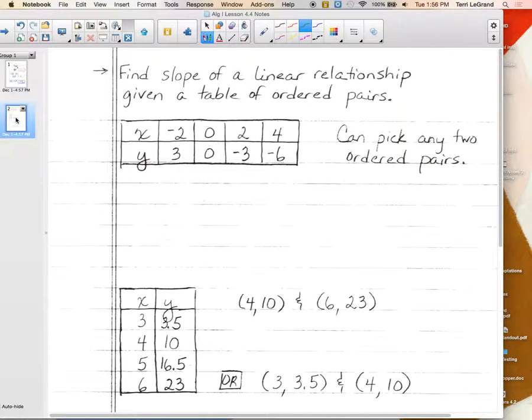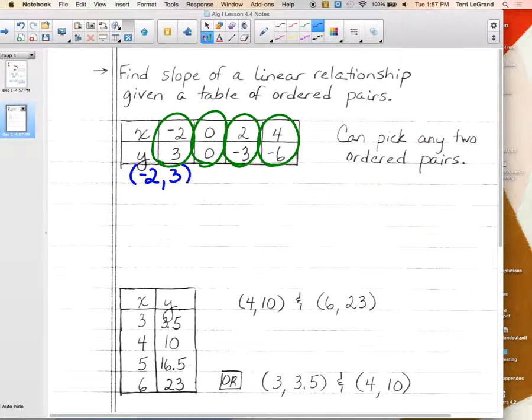Okay, let's move on to the back side, where we have find slope of a linear relationship given a table of ordered pairs. Well, they've given us 4 ordered pairs here. We have negative 2, 3; 0, 0; 2, negative 3; 4, negative 6. So we really have 4 points here. We only need 2 points to determine the slope of a line. So we can pick any 2 of those ordered pairs and call them our x sub 1, y sub 1, x sub 2, y sub 2. So pick whichever ones you want. Doesn't matter. Let's just go with the first 2 in the table.